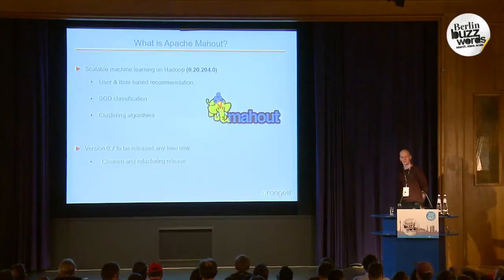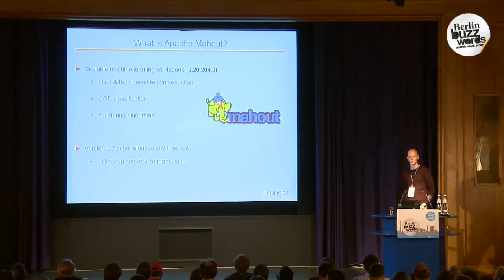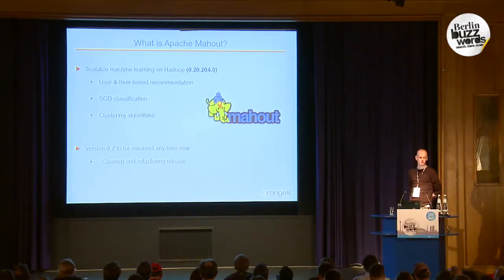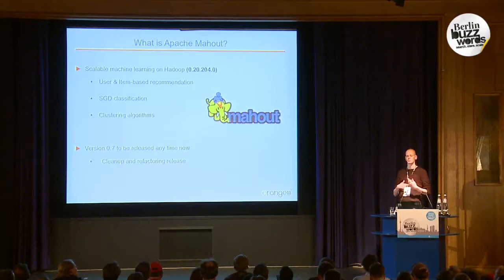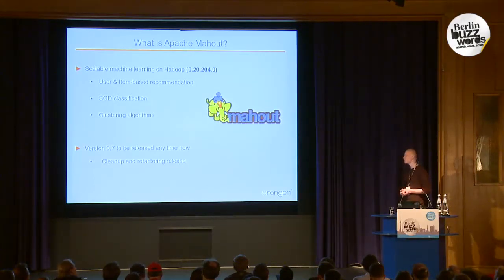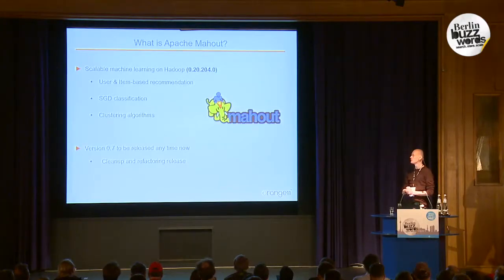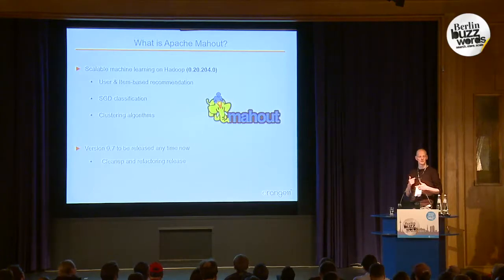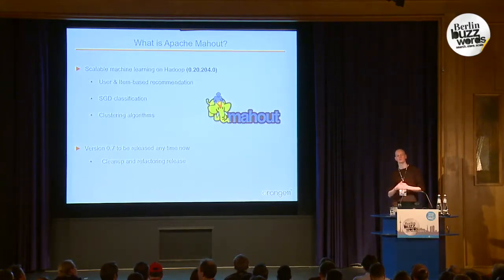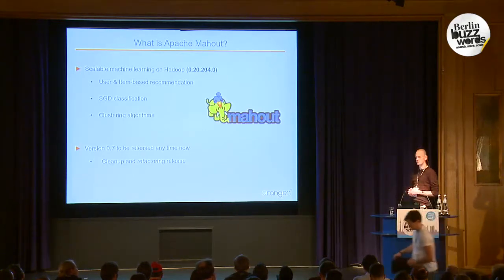OK, now on to Apache Mahout. The idea behind Mahout is to build a library of scalable machine learning algorithms, most of which are supposed to run on Hadoop to make them scale, although not all of them. There are also some algorithms that can be run on a single node because they're fast enough. They don't need to be distributed. It has user and item-based recommendation. You can create different kinds of classification algorithms with it, and of course, clustering. And at the moment, the 0.7 release is being built, I think, as we speak. It's mostly a cleanup and refactoring release. So some of the stuff that wasn't used very often has been removed or has been replaced with a more powerful algorithm. And so it's largely a cleanup.